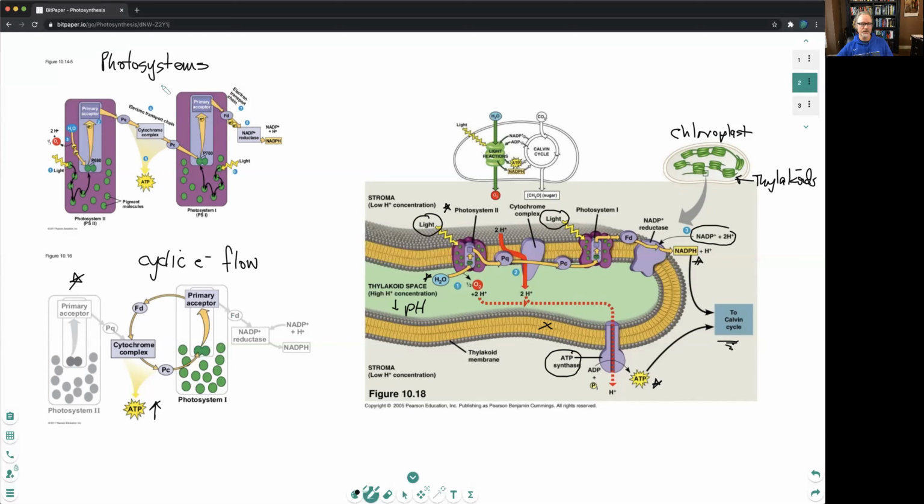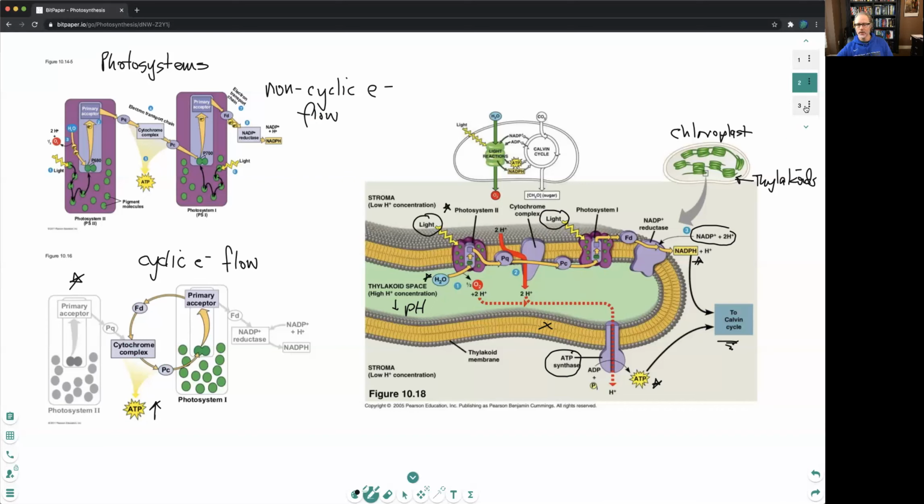Okay, so what I described initially is this path here. This would be non-cyclic electron flow. Okay, so that's the non-cyclic flow. And then this is the cyclic flow. So I just wanted to mention that. You can see how it cycles through that first electron transport chain.